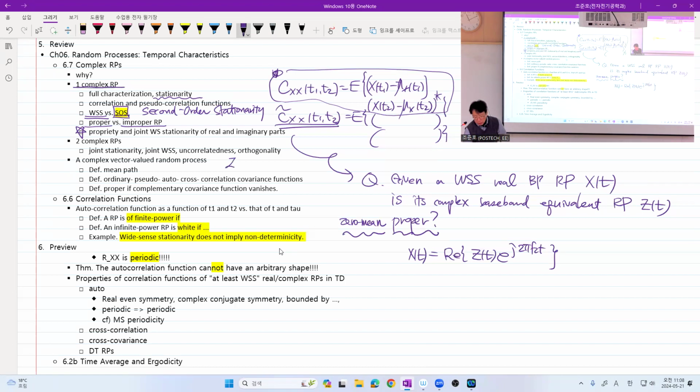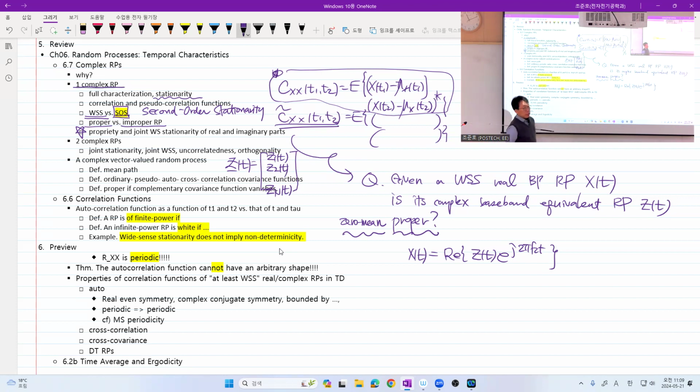What about the case where you have a complex valued vector random process, where you have some capital N complex random processes consisting of this vector complex random process? Again, the definitions are very simple. You can define the mean path, you can define the autocovariance function, you can define autocorrelation function, you can define complementary or pseudo autocorrelation, autocovariance functions. Of course, you can talk about propriety, you can talk about second order stationarity, everything just extends.